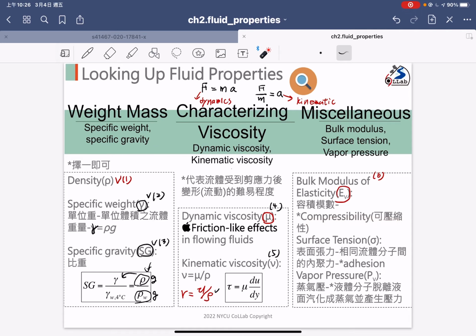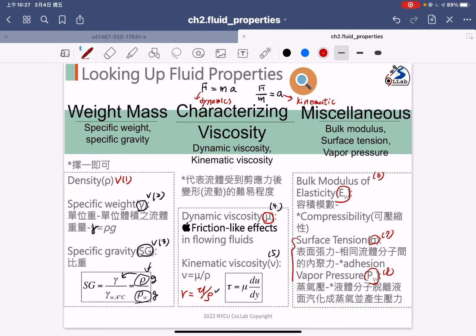It's very important for our fluid material. And then the final two, the 7th and the 8th, we didn't teach today, and will teach next week. But the final two are also important. One is the surface tension, sigma, and the other is the vapor pressure, PV. The final two parameters are also important.